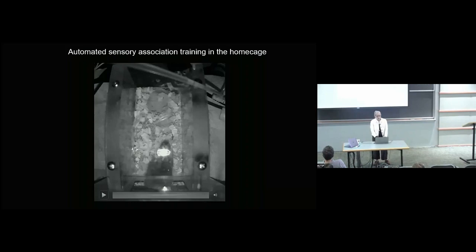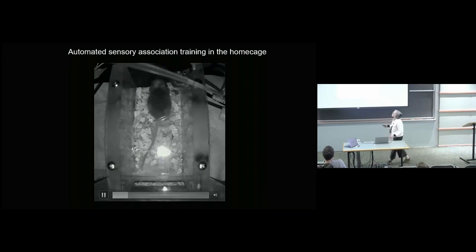Let me just give you a quick look at how these animals are behaving. So here's an animal. This is actually, nothing happens. So you can see he goes into the port here, and he has a 2-second timeout, but he will do as many trials as he wants to do, within this 24-hour window. Normally, animals will seek to get about 2.5 mils a day of water. They're not water restricted at all.